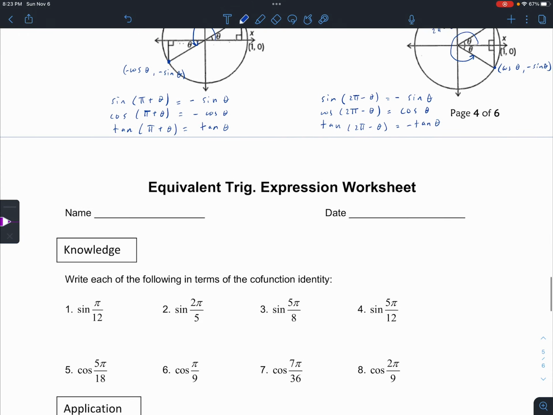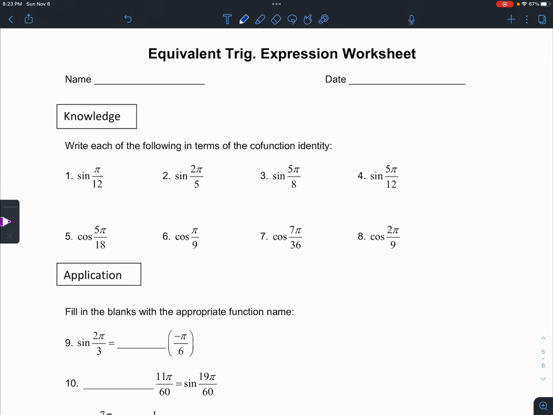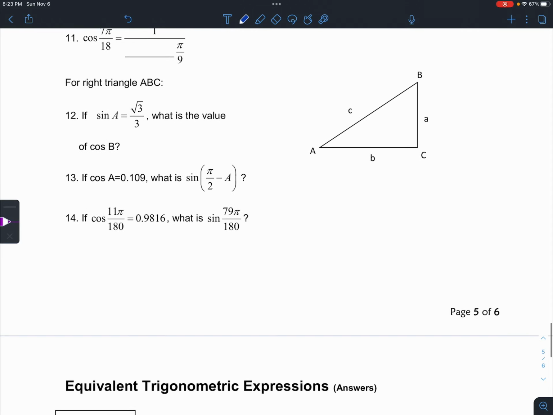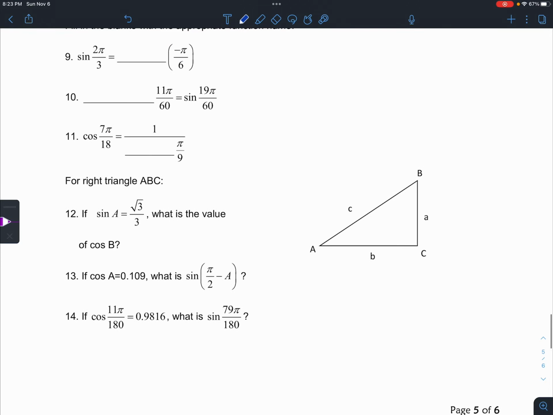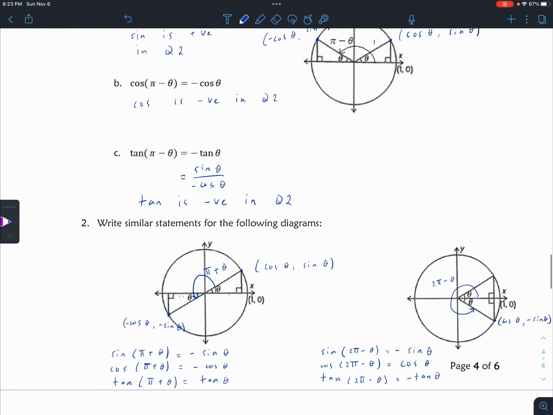So for homework, I would like you to complete this worksheet, which has a variety of different types of questions related to cofunction identities and some of the other identities that we have looked at. And apart from that, there are also some questions from the textbook. So refer to the unit outline, lesson 3, for the textbook questions.